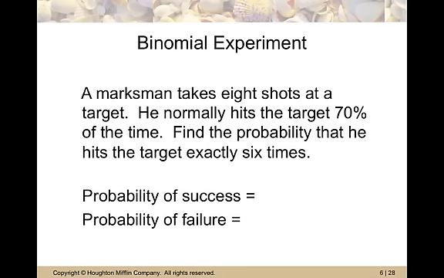Let's see what the probability of success is and then determine the probability of failure. Well, it says he normally hits the target 70% of the time. That's the probability of an individual success, so it's 0.7, which means the probability of failure is 1 minus 0.7, which is 0.3.